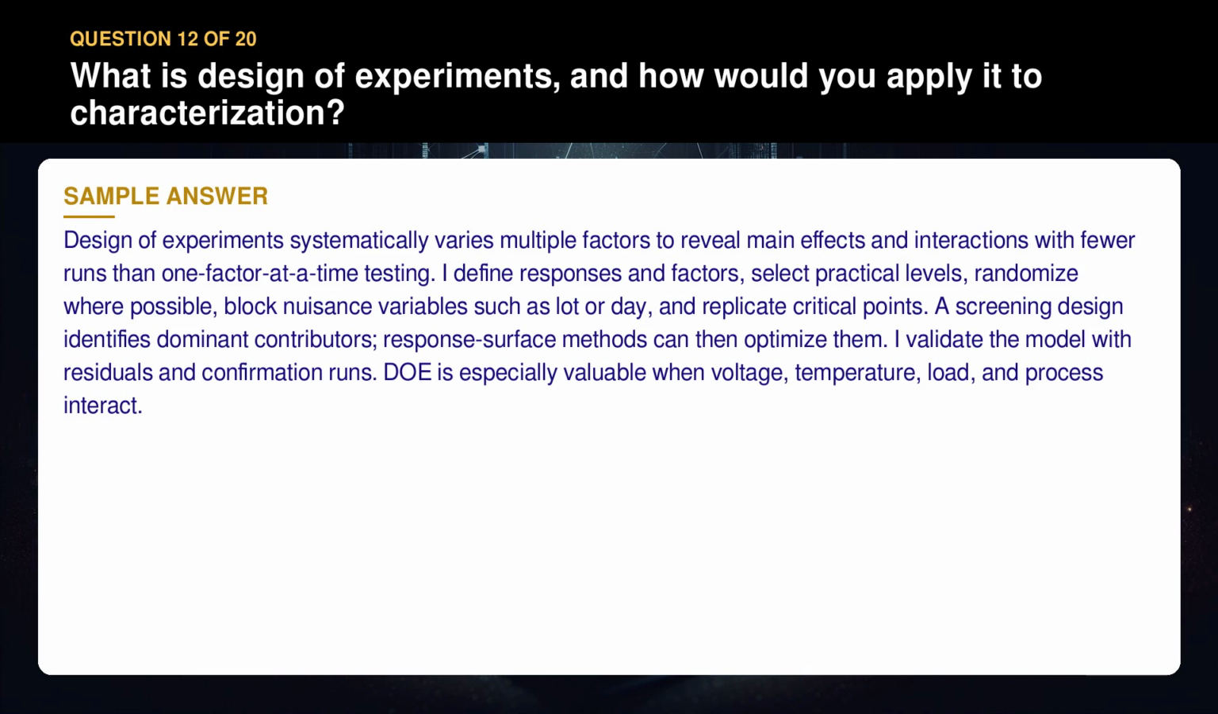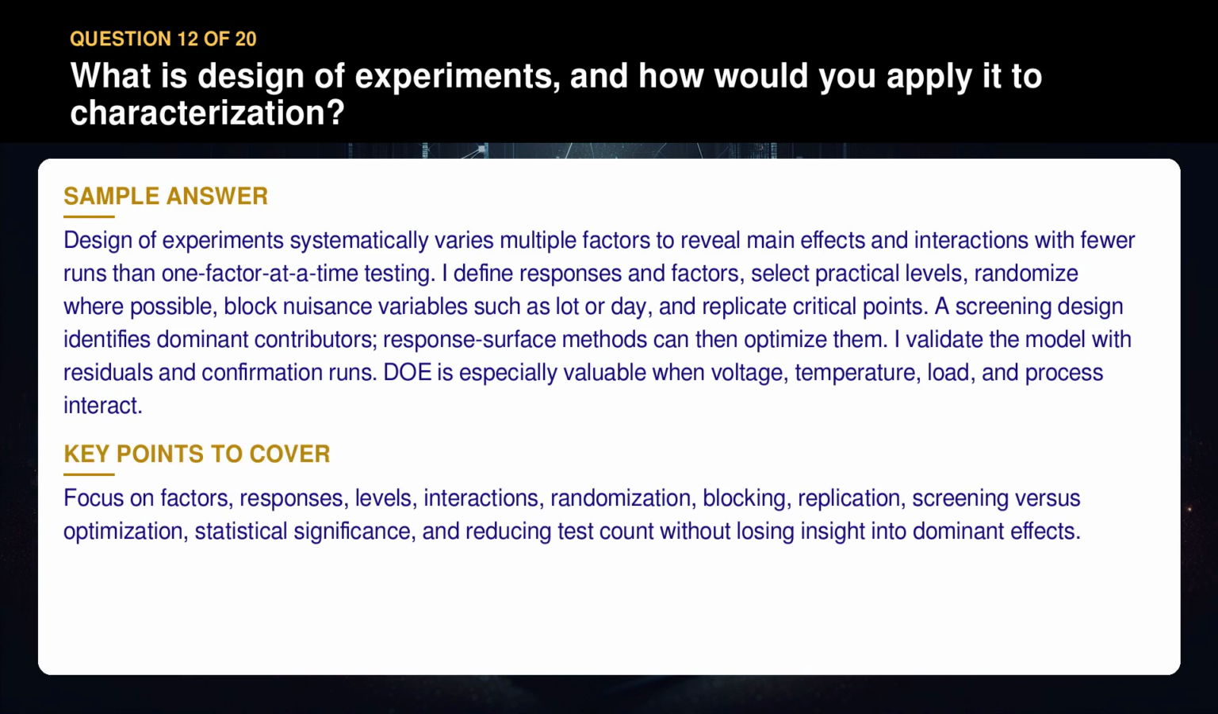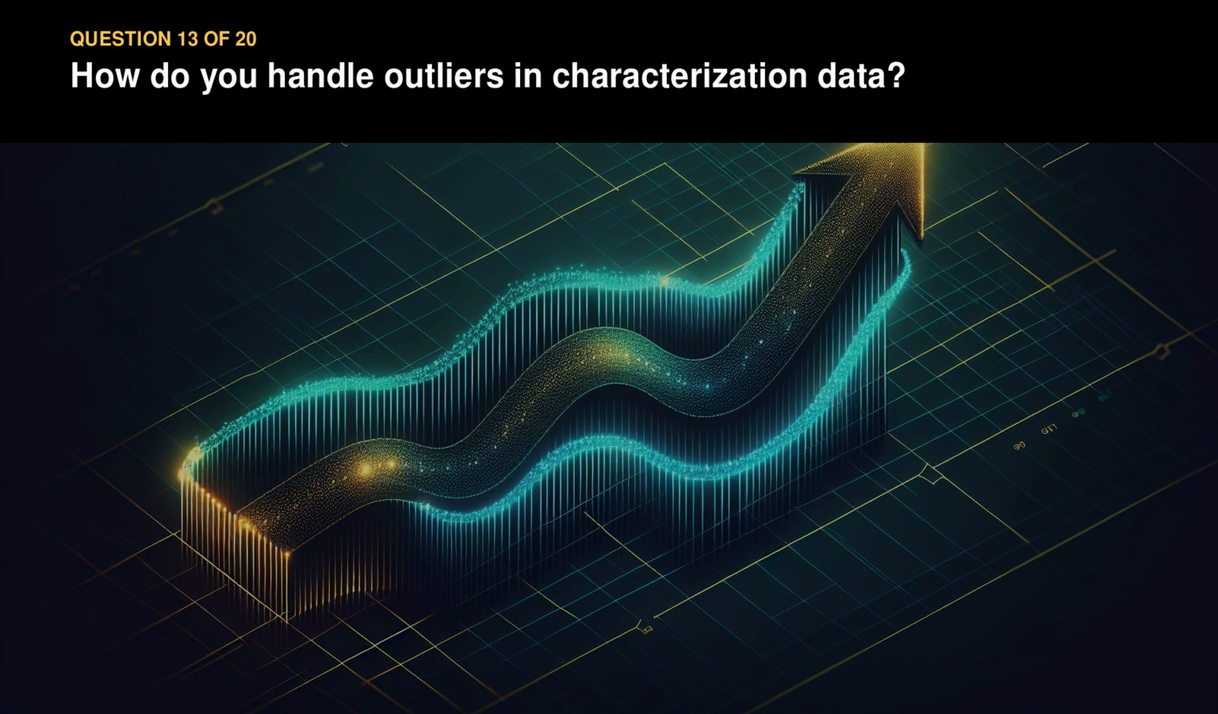A screening design identifies dominant contributors. Response surface methods can then optimize them. I validate the model with residuals and confirmation runs. DOE is especially valuable when voltage, temperature, load, and process interact. Focus on factors, responses, levels, interactions, randomization, blocking, replication, screening versus optimization, statistical significance, and reducing test count without losing insight into dominant effects.